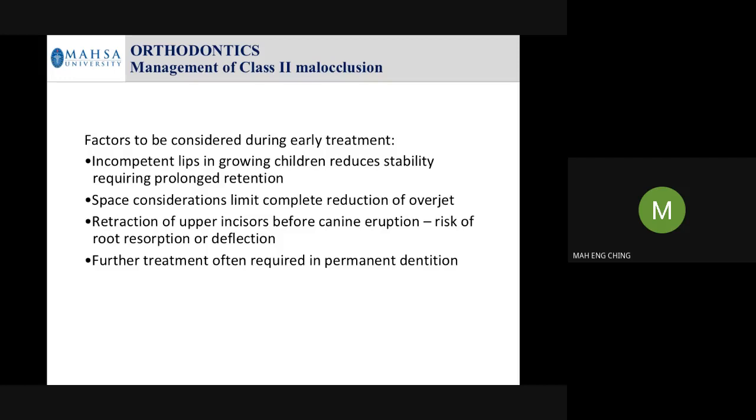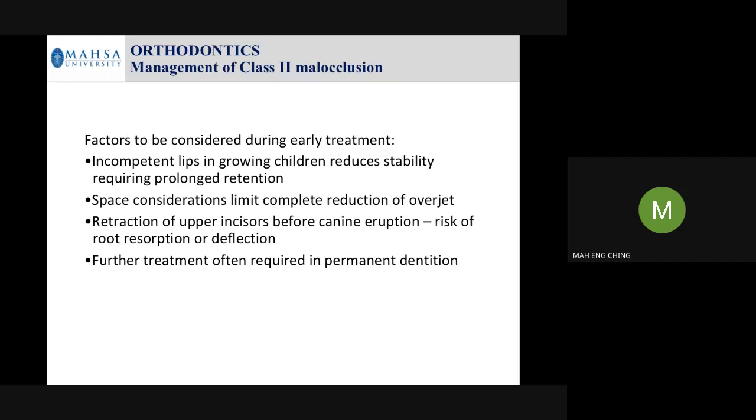Another factor is retraction of the upper incisor before the canine eruption, which carries a risk of root resorption. Remember, if you start early, the canine has not erupted yet. If you push all the incisors backward, they might hit the canine, which causes resorption of the lateral incisor root. When two objects hit each other, one will give way. In this case the incisor is usually the weaker one compared to the canine, so the root will resorb. Then further treatment is often required in the permanent dentition. So this one you have to think carefully.